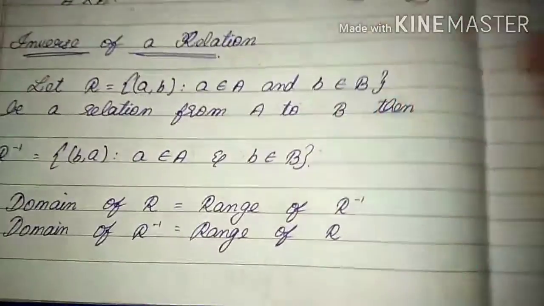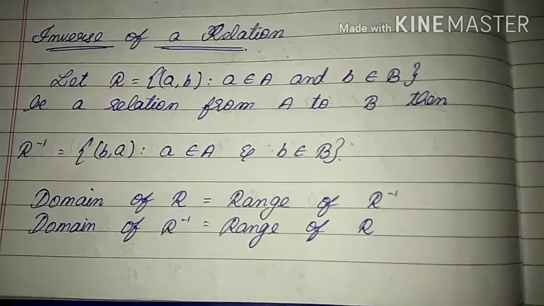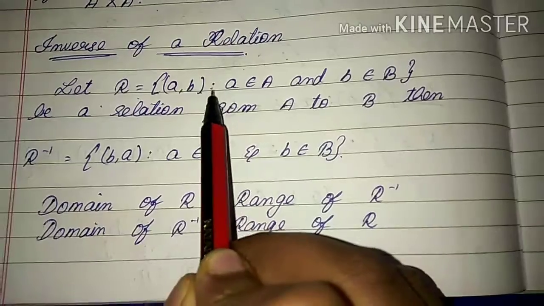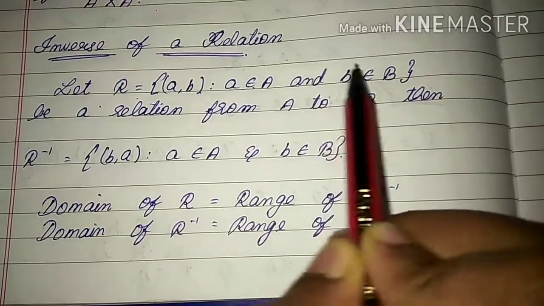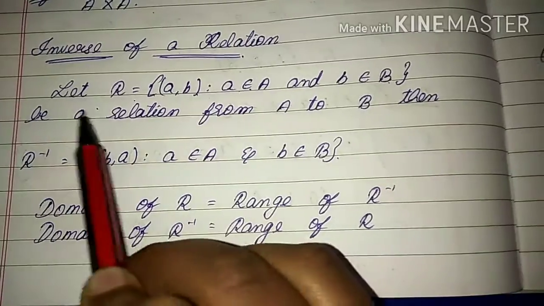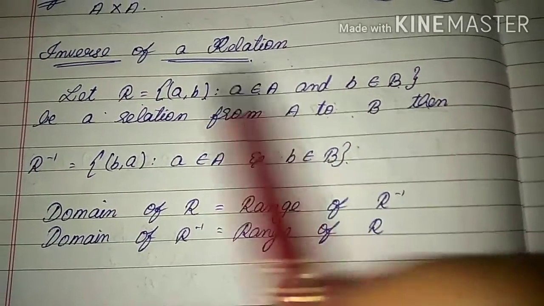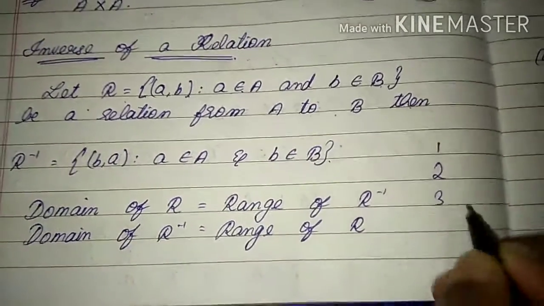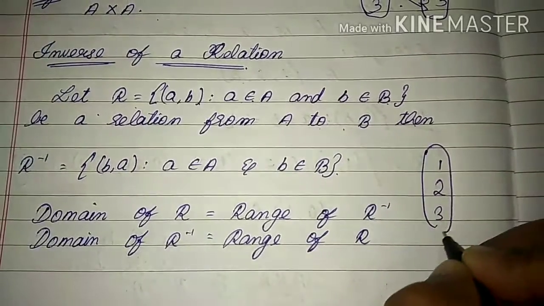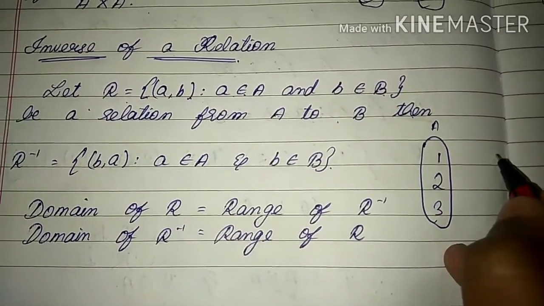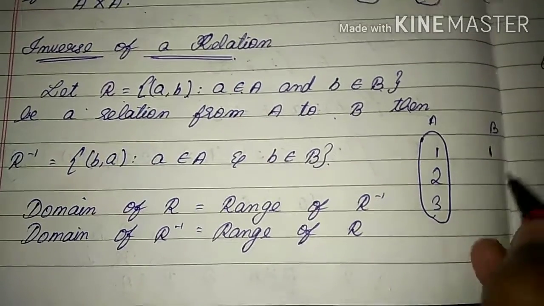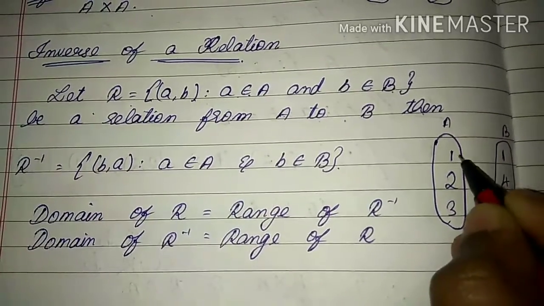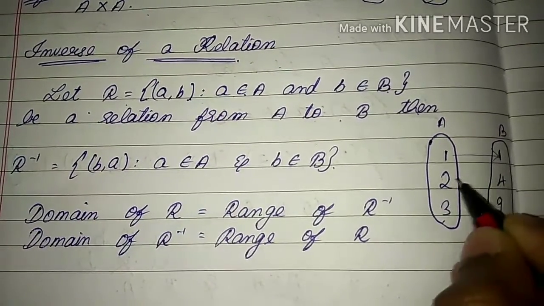Okay, next is inverse relation. This is one of the most important relations you will be learning. Let R is equal to (a, b) such that a belongs to A and small b belongs to the set B, be a relation from A to B. So for example, 1, 2, 3 is set A. Now, set B has 1, 4, 9. So I am mapping all this. First, I will be mapping 1 from A to B.